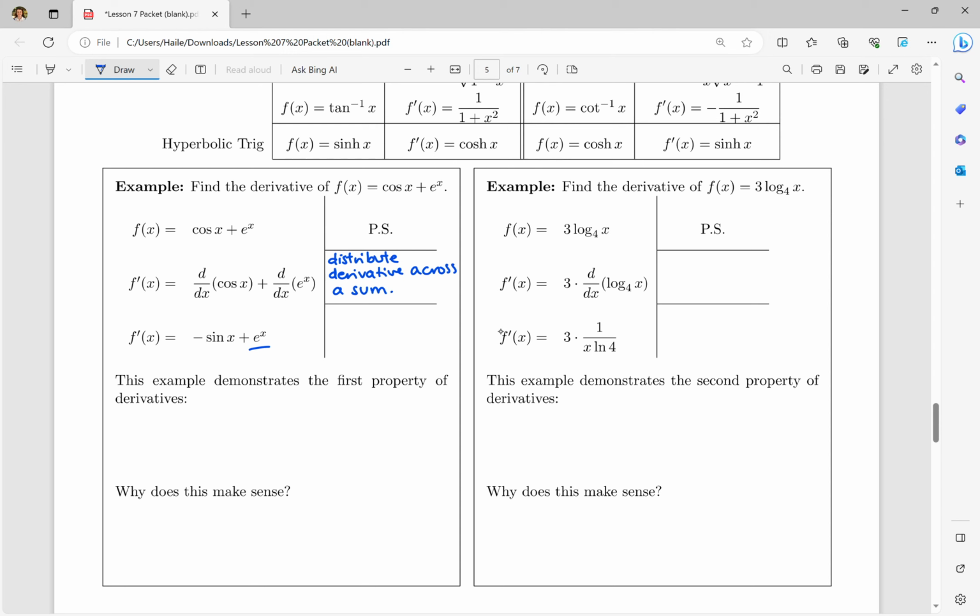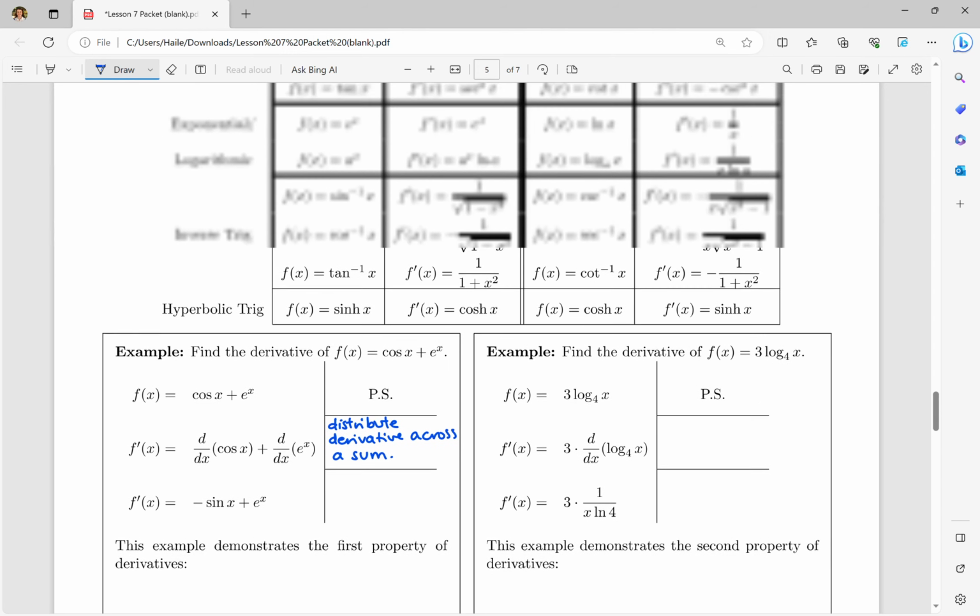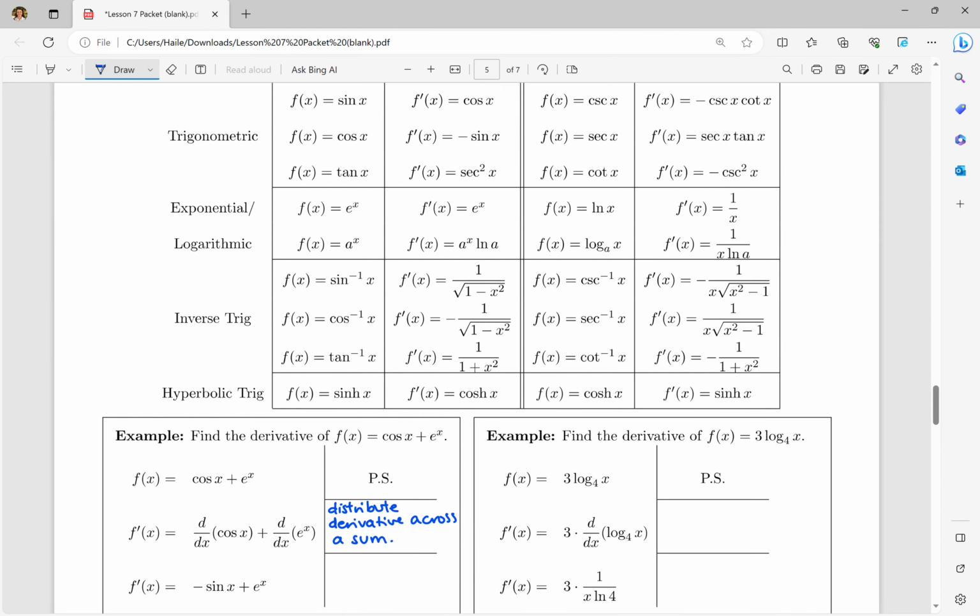Now those values just come from the table, so if we go back and look at cosine, we see the derivative is negative sine, and if we look at e to the x, we see that the derivative is e to the x, so that's where that's coming from. But like I said, you want to make sure by the time you get to your homework, you want to try to not use the table as much as possible. It's there to help you at the start, but you will not have this table on a test.